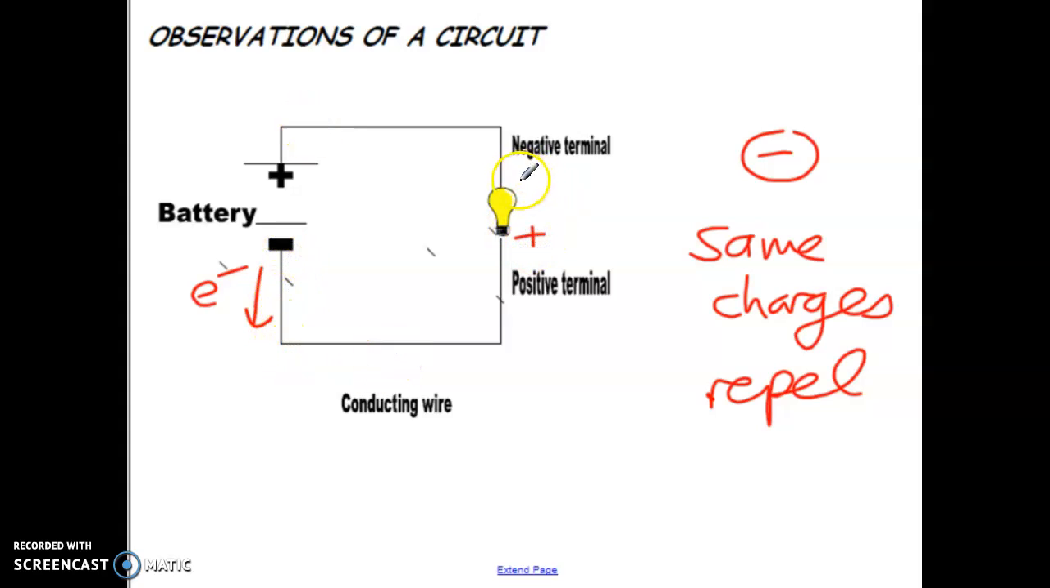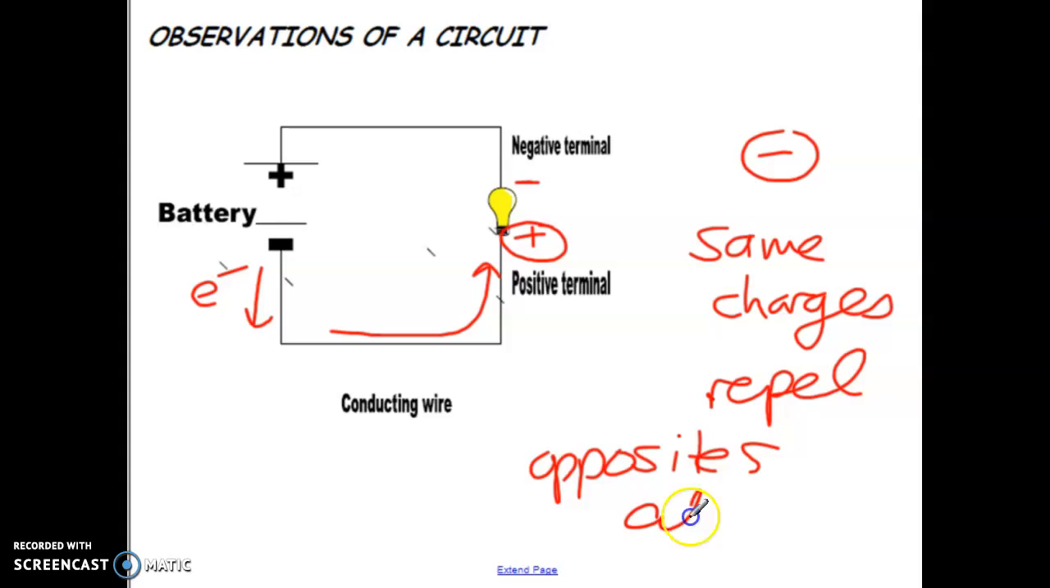Now, what ends up happening at the load is just like the battery has a positive and negative terminal, loads also have a positive and negative terminal. So the electrons are being pulled into the load through the positive terminal. Remember that opposites attract. The negatives are repelling here, but they are being attracted into this positive terminal. And then the same thing happens here, by being repelled out of the light bulb from the negative terminal and being attracted into the battery at the positive terminal.